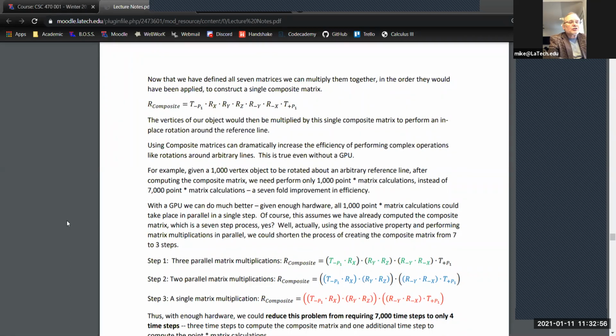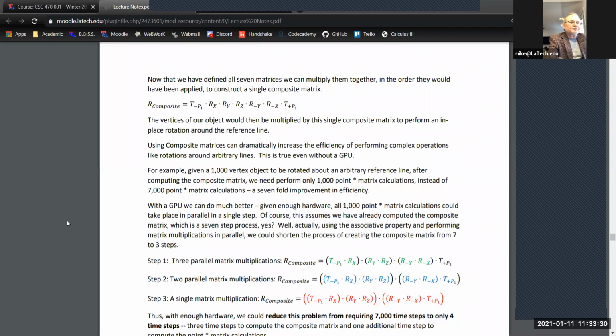I could take the first 2, multiply those together. That's what's shown in step 2. And I could take the result of the second 2, or the result of matrix 5 and 6, the result of that multiplication with the last matrix, and multiply that together, and that would give me 2 matrices. And then I can multiply those 2 matrices together and get the third one. So it doesn't take 7 steps. I could do it in 3 steps, right?